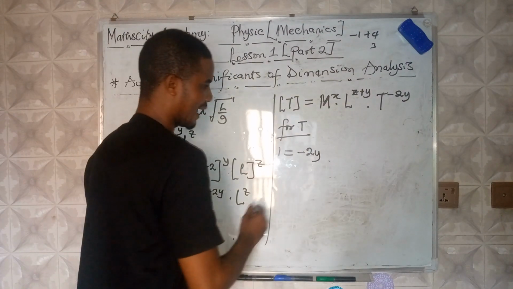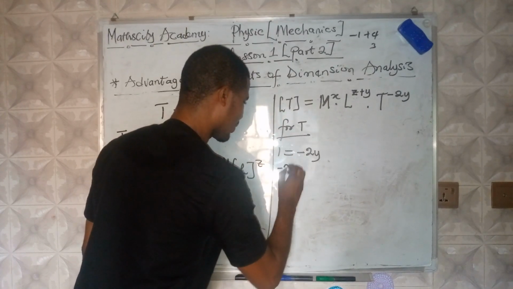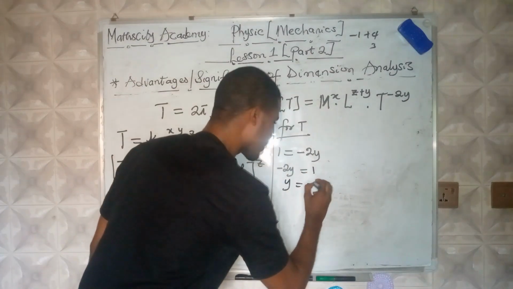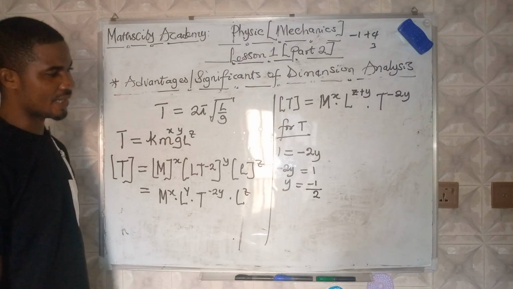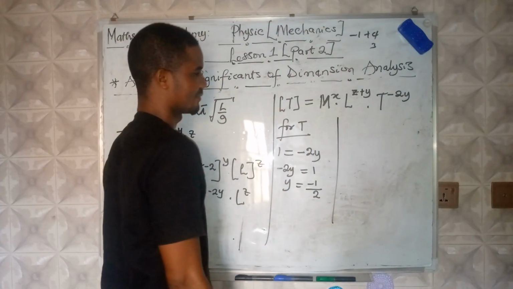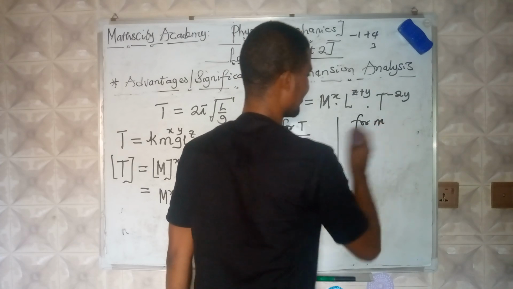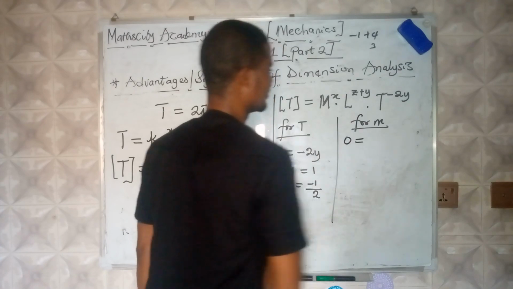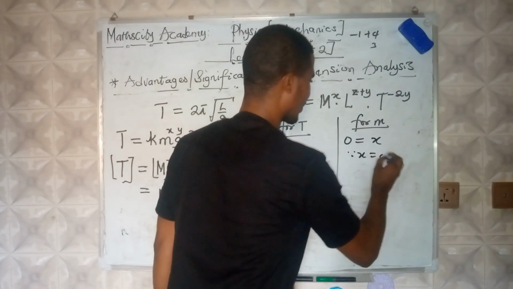So I'm going to make y the subject of the formula. You can write minus 2y equals 1, so that y becomes minus 1 over 2. I've gotten the value for y. Let me do it for M. At this point, there is no M, so it is 0. At this point, M is carrying x, therefore x equals 0.